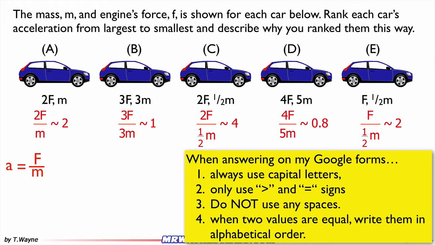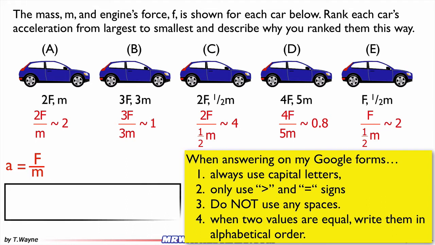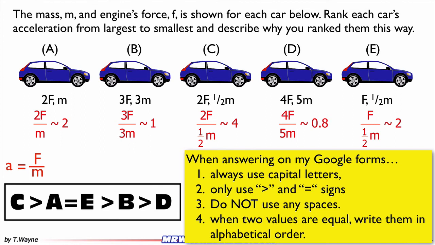Let's take a look at the answer and what would be in my spreadsheet. Well, C is the biggest number, so that's 4, so that would be first. So C, and that's going to be greater than, because I can't use less than, so it's going to be greater than the next value. And that's A and E. A and E are tied, so I'll put them in alphabetical order. A equals E. That's going to be greater than the next number, which is B, and that's greater than the last number, which is going to be D. So C is greater than A, which is equal to E, which is greater than B and greater than D. Everything's in capitals, no spaces, only use greater than and equals to signs.